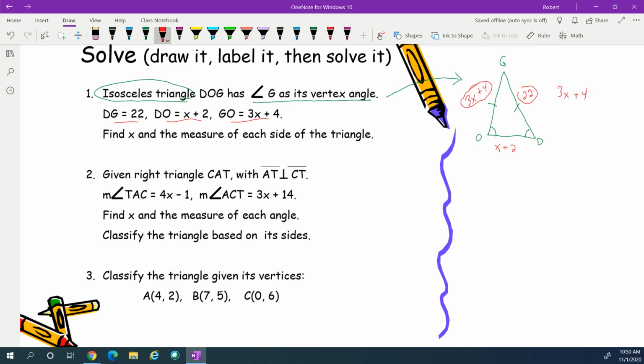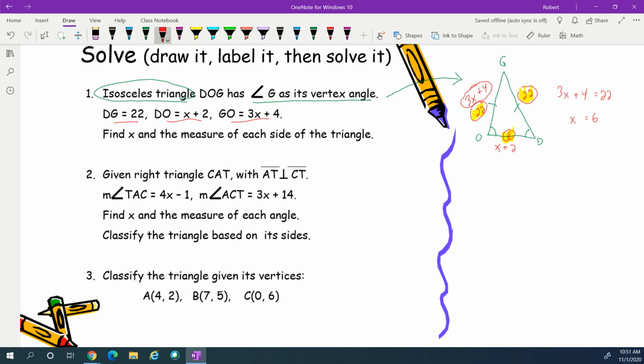If they're congruent, then that means they are equal. So we're going to get x that way. Now we were just told find the measure of each side. Well, GD is already 22. GO, we also know, is 22. And if we plug in 6, we find out that OD or DO is 8. So we have our three sides, 22, 22, and 8.